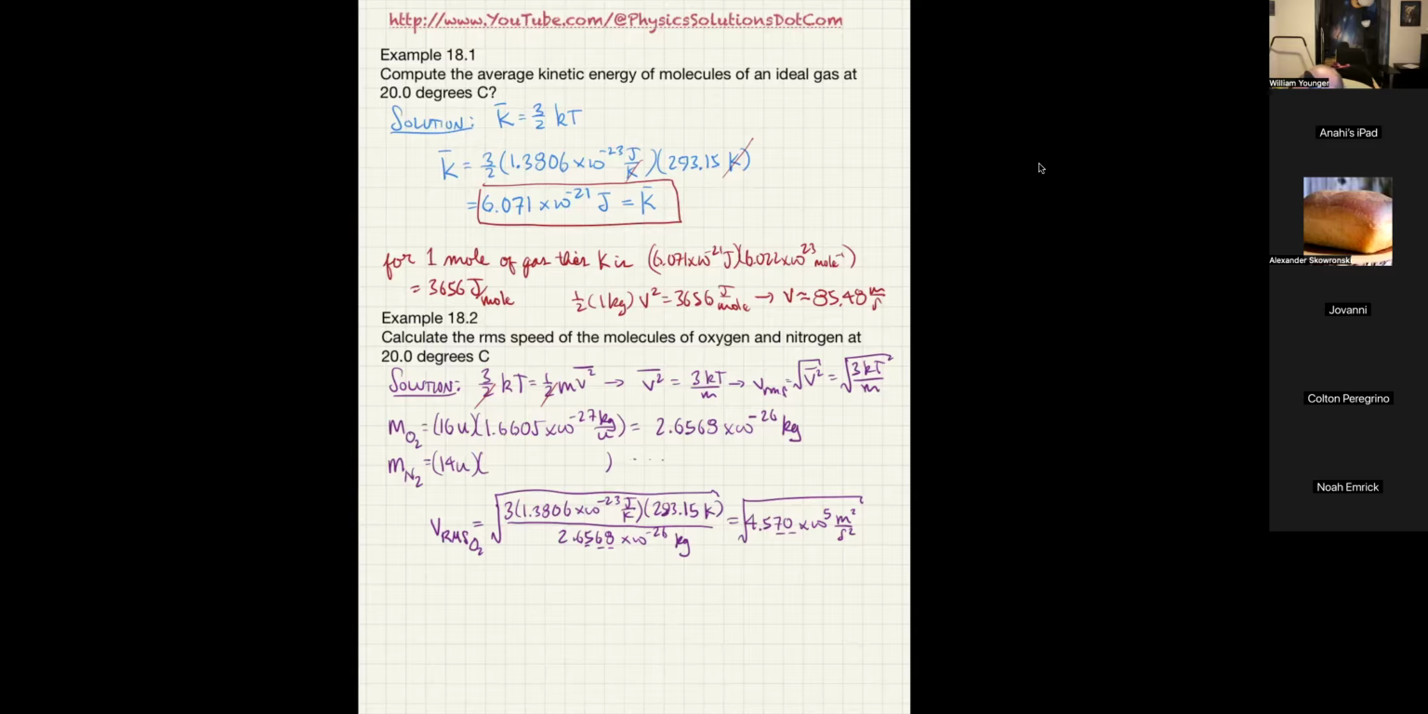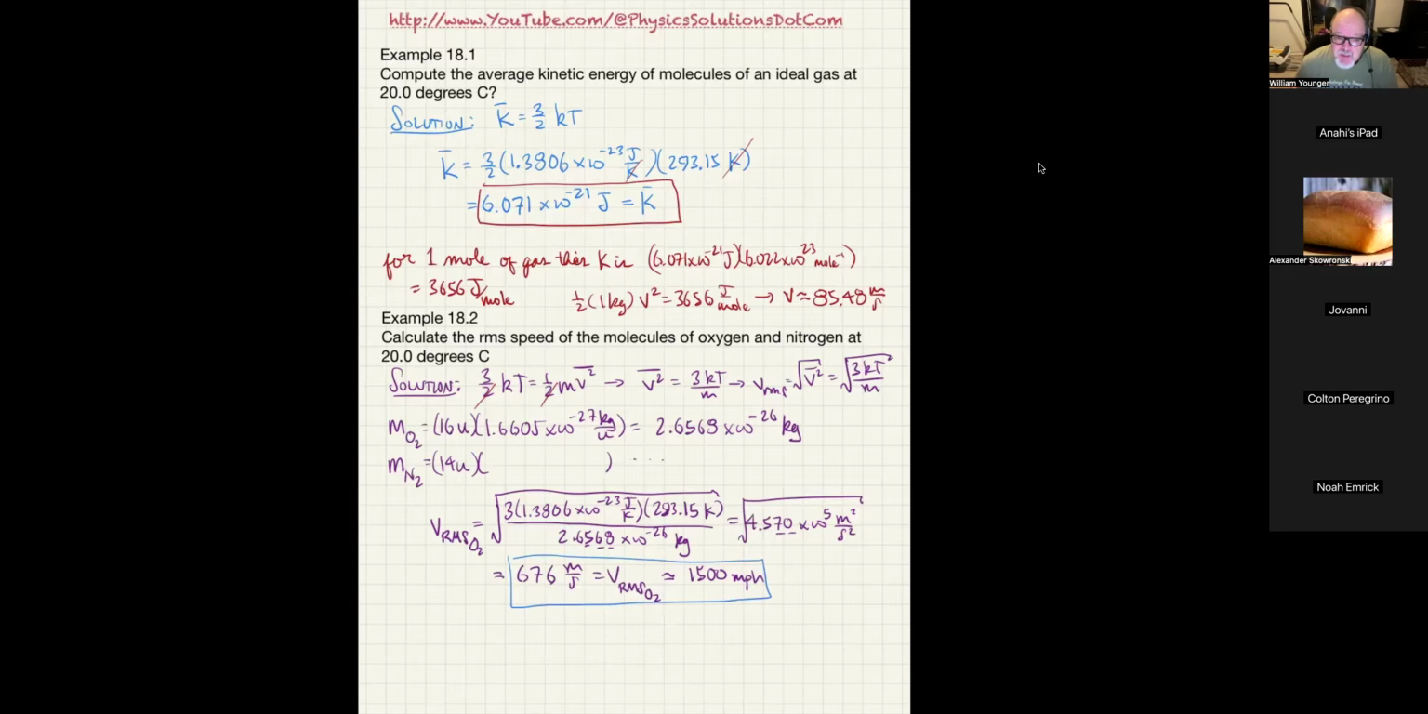It might be a difference of me. I might have used more sig figs or less sig figs or something like that. But anyways, this is what I get for this. Anybody else confirm this calculation? So this is VRMS for O2. And by the way, it's on the order of 1,500 miles per hour. So now you have an idea what the answer to the opening question is.